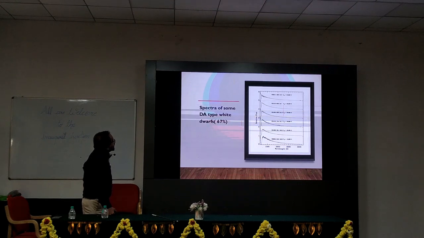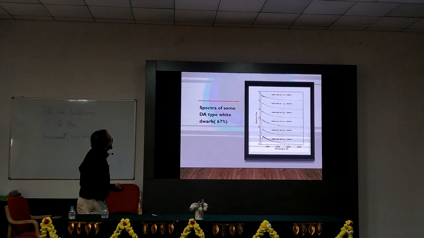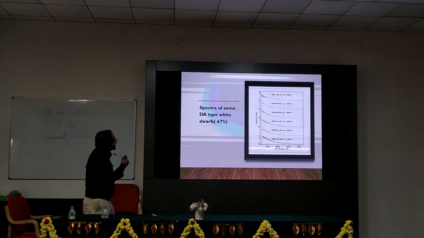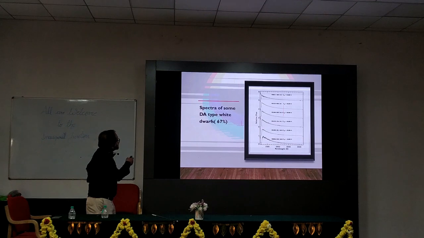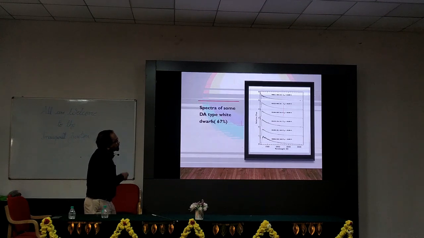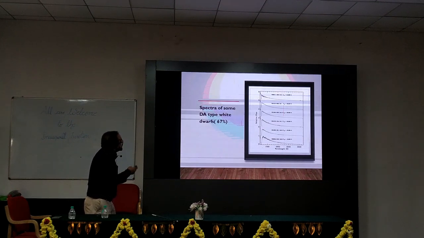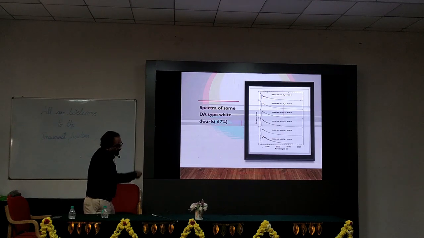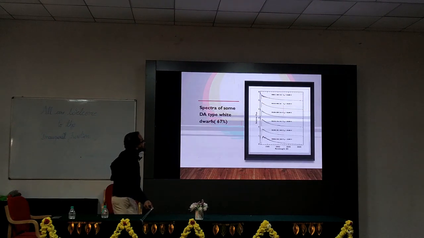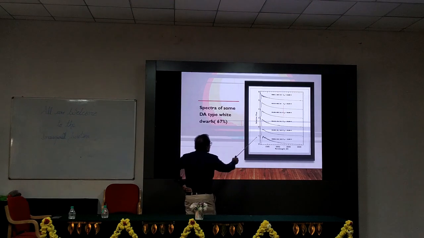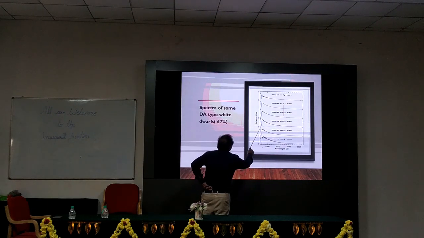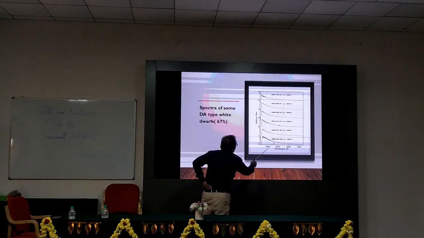These white dwarfs show a lot of hydrogen absorption lines, and they are very broadened. So these are examples of DA type stars. DA means dwarf stars having hydrogen lines. You can see the hydrogen absorption lines here. Absorption lines are broad lines.